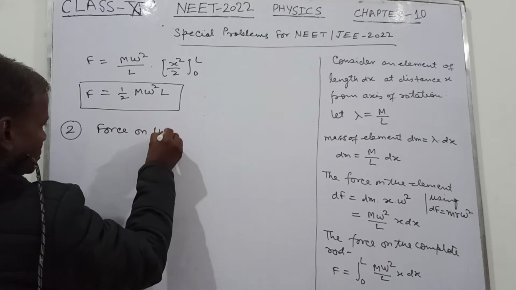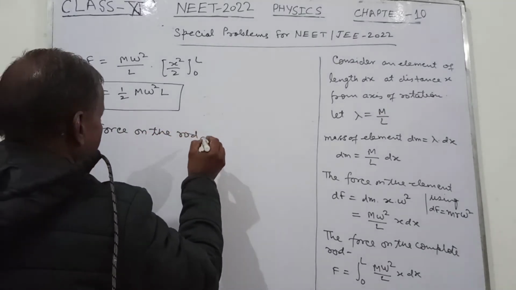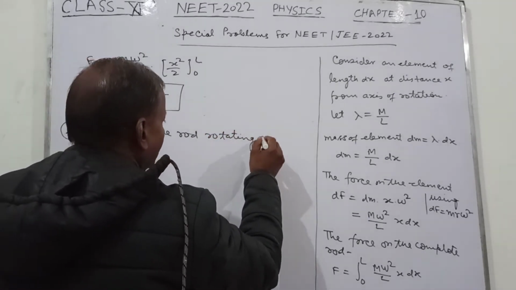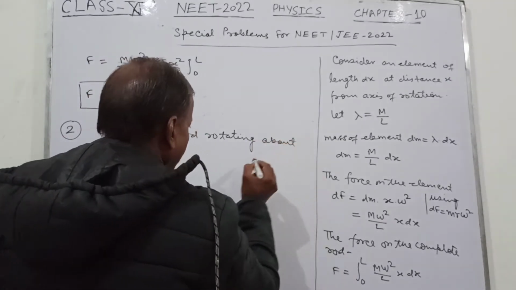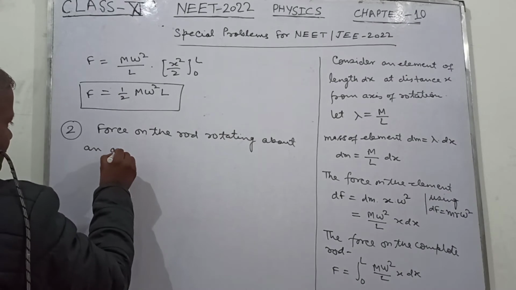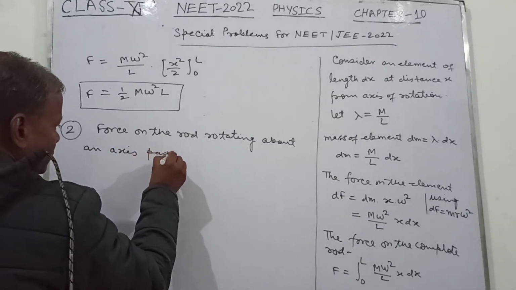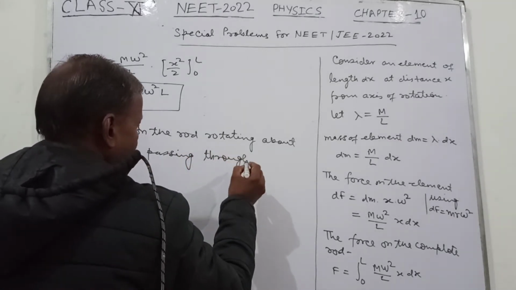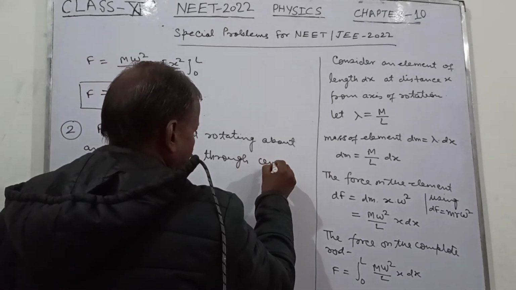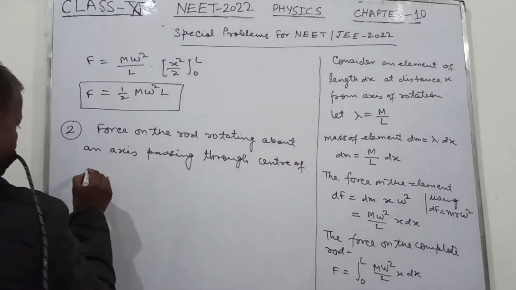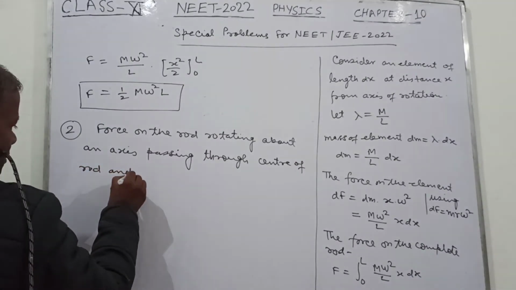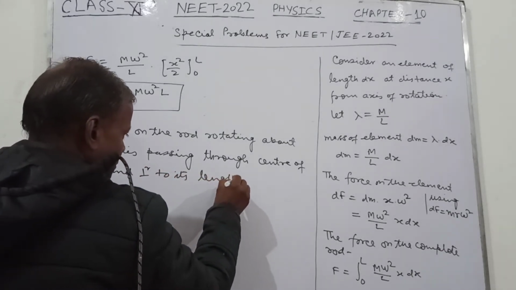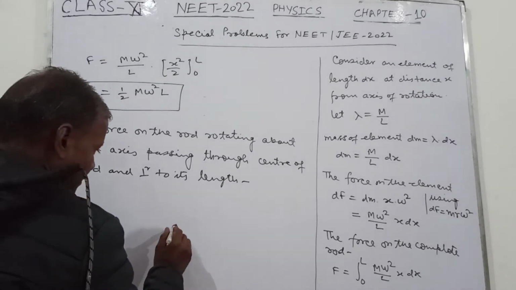So now second: force on the rod rotating about an axis passing through the center of the rod and perpendicular to its length. Now we are having this.